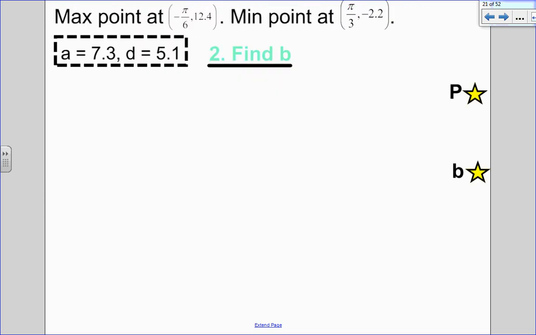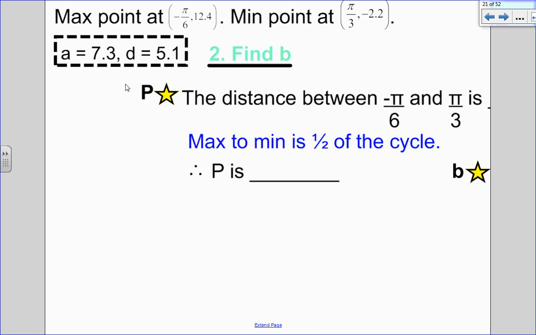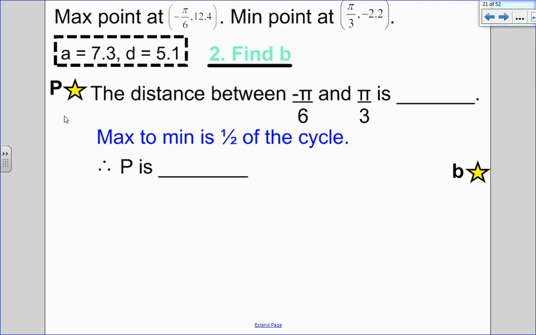So in our question, we have a max point and a min point. Max to min is half of the graph. So to find b, we just have to find the period first. So looking at the period, the distance between negative pi over 6 and pi over 3. So I'm going pi over 6 to the left. Don't worry about the signs. The sign just tells me left and right. And I go pi over 3 to the right.